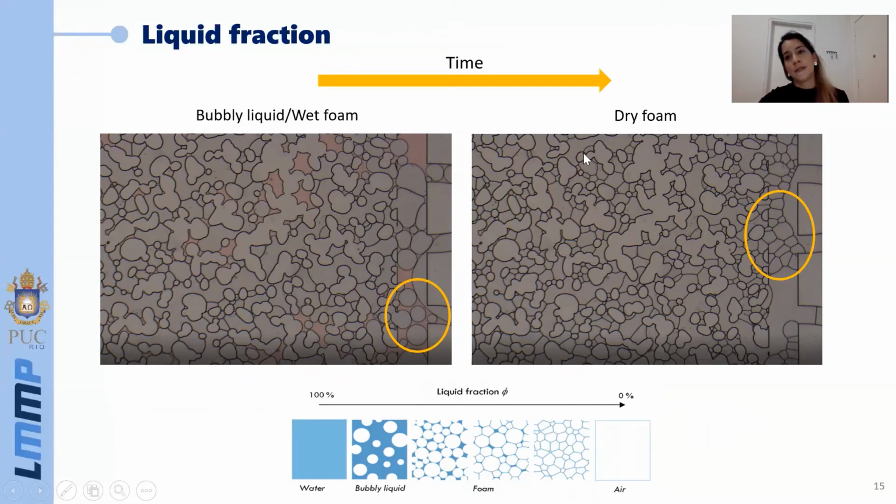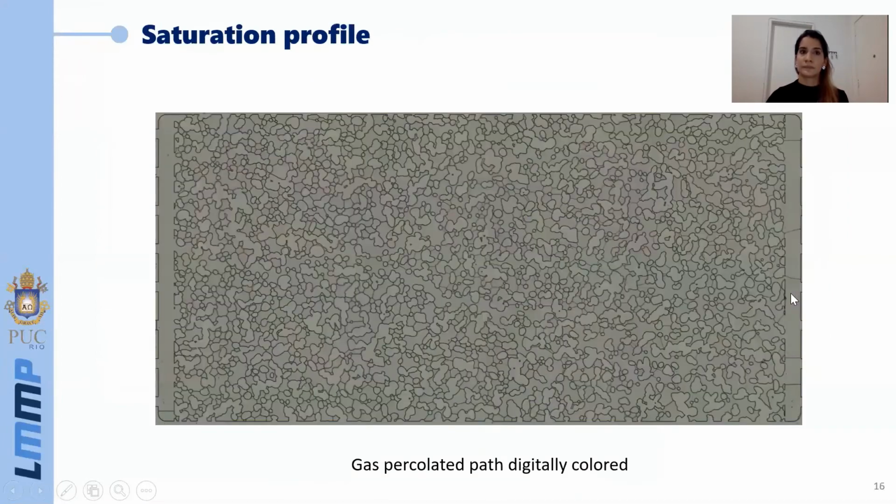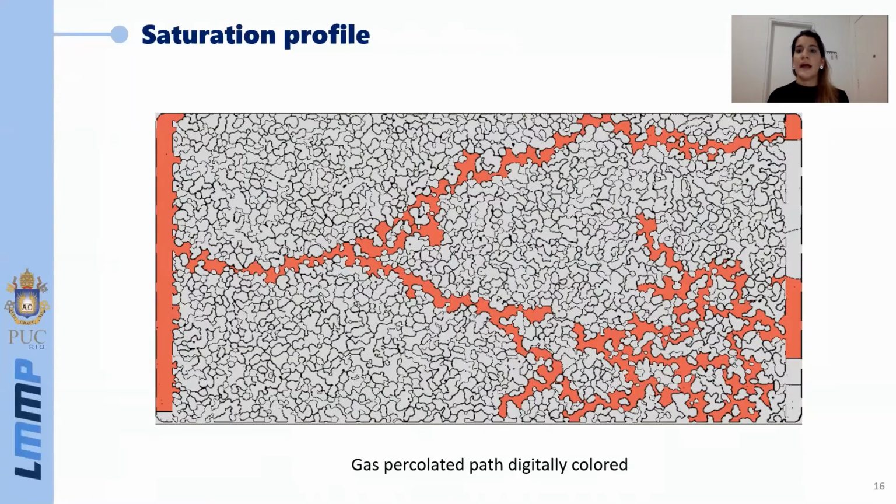During the experiment, we decrease the liquid fraction. So at the end, we have less than 1% of liquid. We call this dry foam. In this case, the bubbles are deformed into this polyhedra shape with curved edges. Here we can see the saturation profile after the experiment. We only have gas, and liquid is only present in the form of lamellae. At the end, we have this gas percolated path, here digitally colored in red.